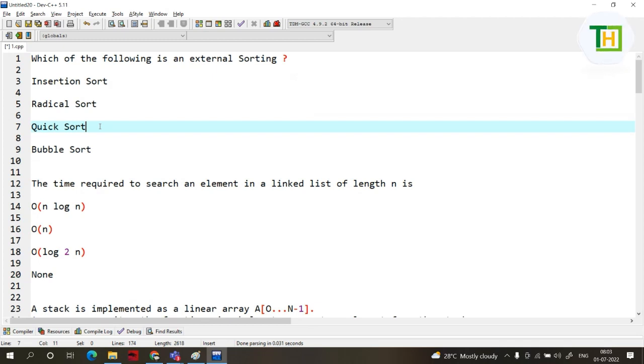Okay. If there is time in the doubt sessions, I'm going to explain the sorting techniques, how they work, in the doubt session.